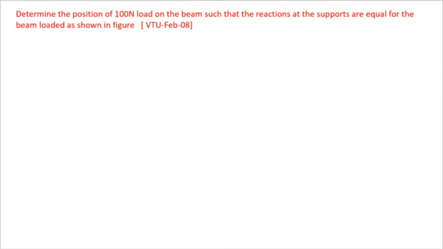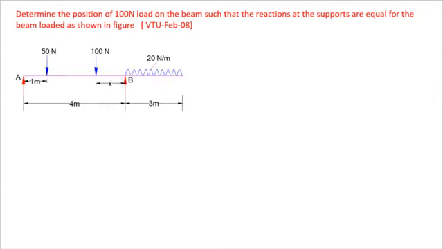We'll move to the next problem. Determine the position of the 100 Newton load on the beam such that the reactions at the supports are equal, for the beam loaded as shown in the figure. That is the condition. So 50 Newton acts 1 meter from point A. 100 Newton is acting at a distance x. We have to find distance x. And on the cantilever portion, a 20 Newton per meter UDL is acting.